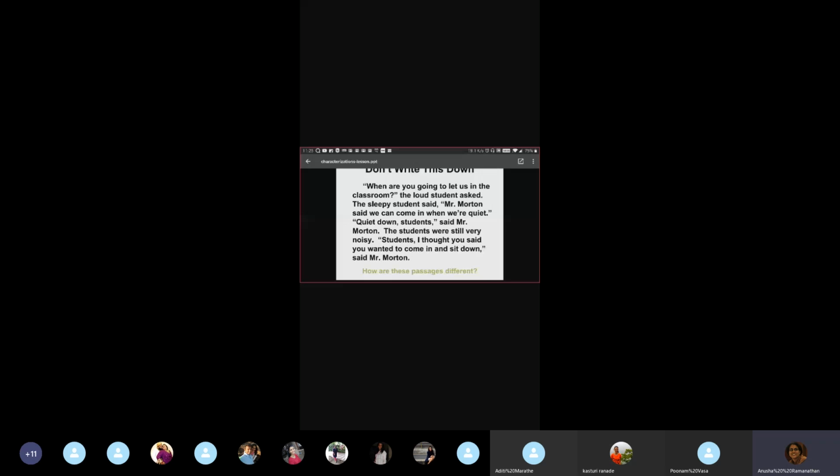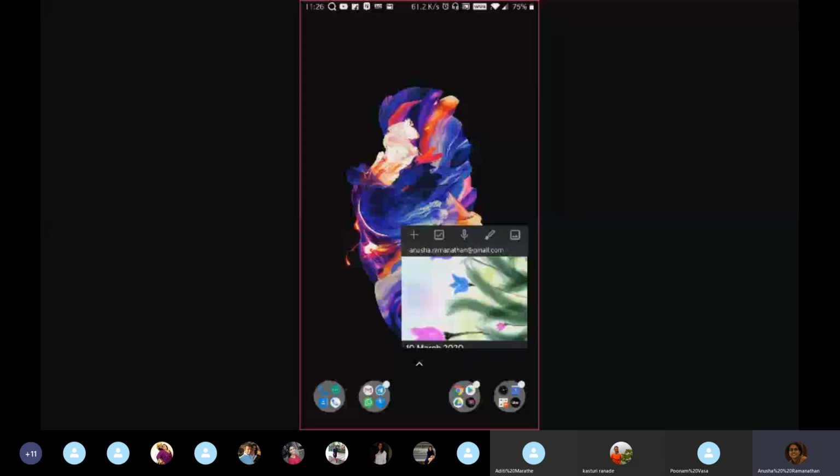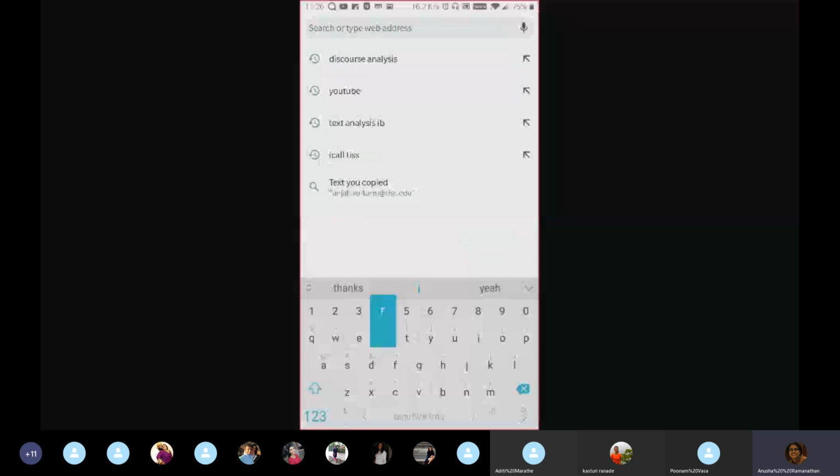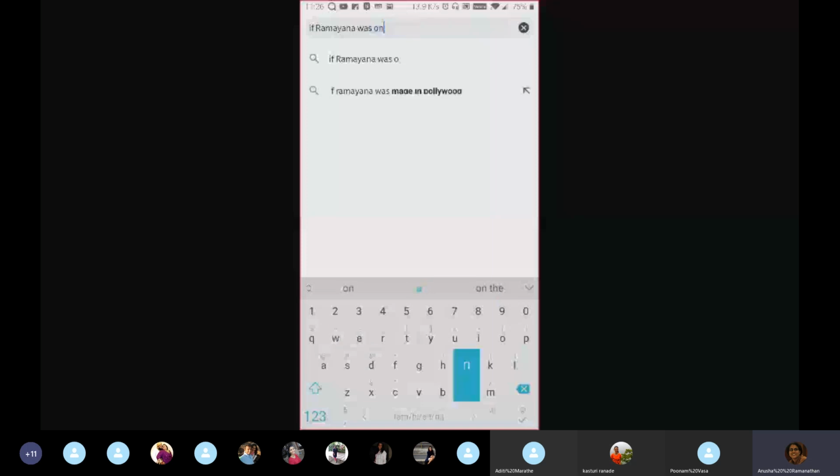Now, this is where the passage becomes lively, there is retelling. Some students are very good at retelling, some students are very good at summarizing. So, we will check out one of the elements where it is not about summarizing but retelling. I don't know whether you have read this book called, I think, If Ramayana Were on Facebook.